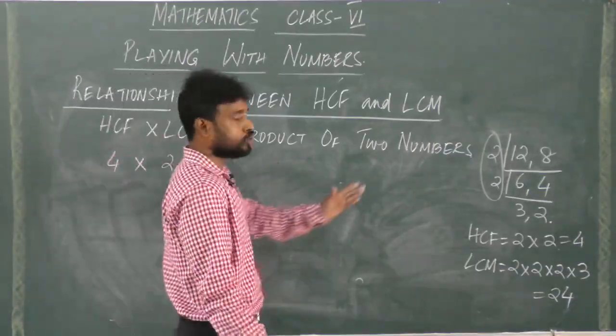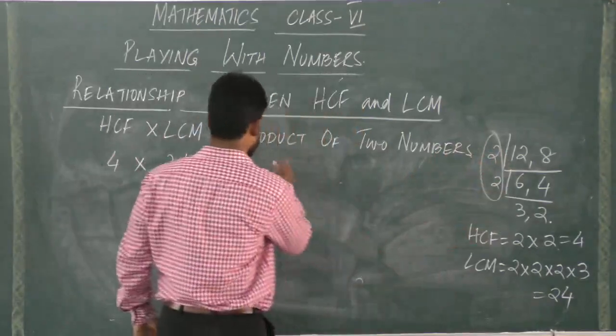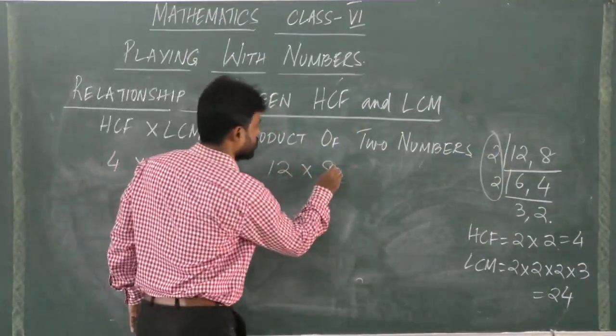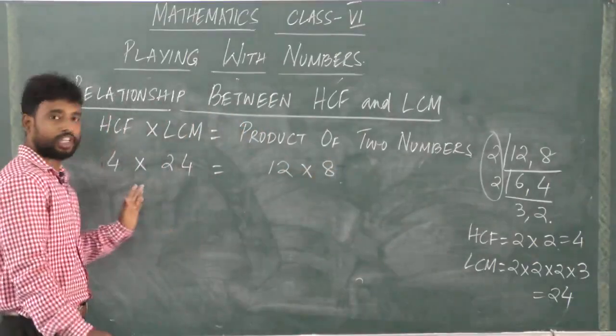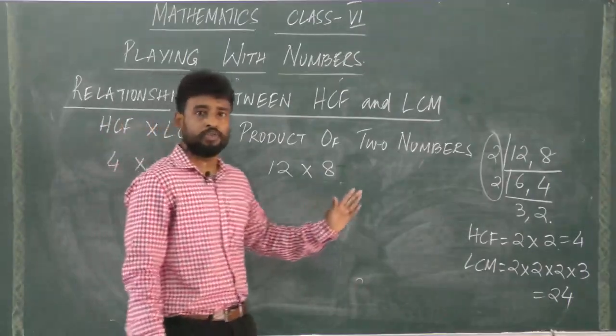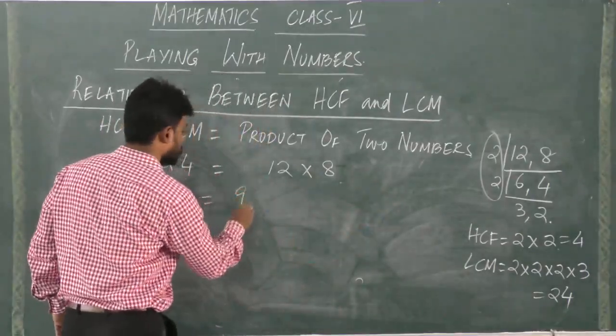Product of two numbers, here the two numbers are 12 and 8. So when we multiply 4 with 24, we get 96. Similarly, when we multiply 12 with 8, we also get 96.